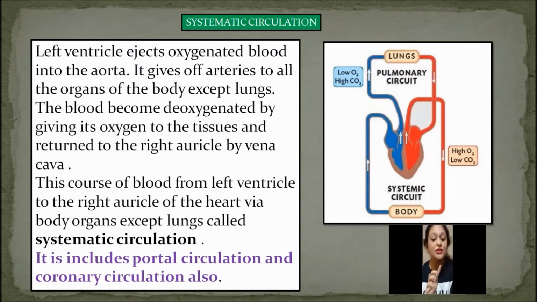So the course of the blood, according to my PPT, is from the left ventricle to the right auricle of the heart via the body organs. Obviously, the pure blood released through the aorta is spread throughout the body, to different tissues, different cells, absorbing the oxygen from the blood, and at the same time carbon dioxide mixes with the blood, the blood again becomes impure, and again in a cyclic way it goes through the vena cava. It is the venous veins, vena cava.